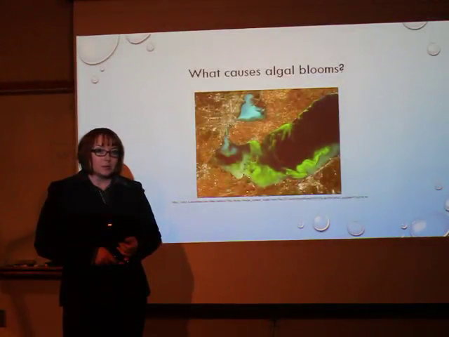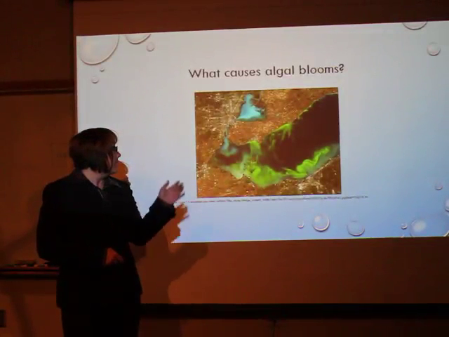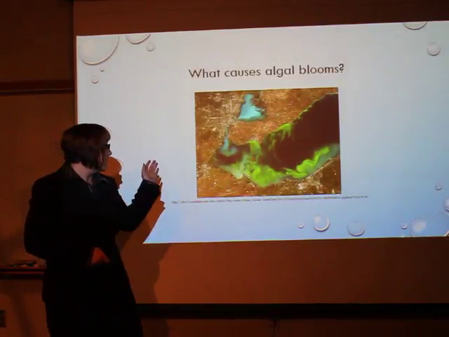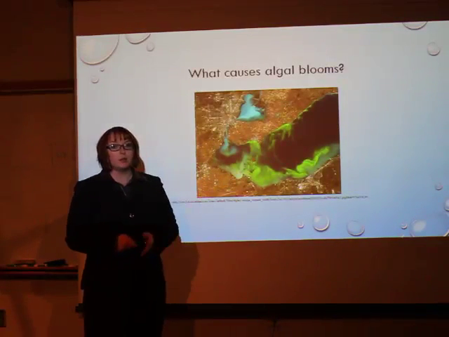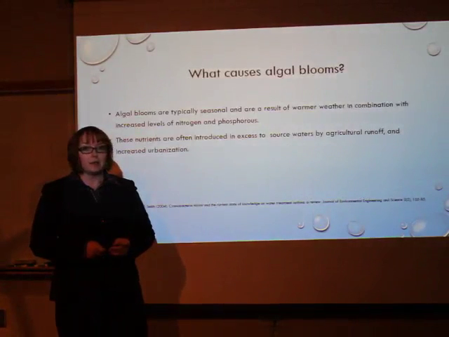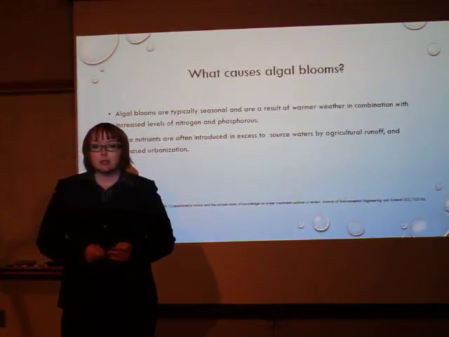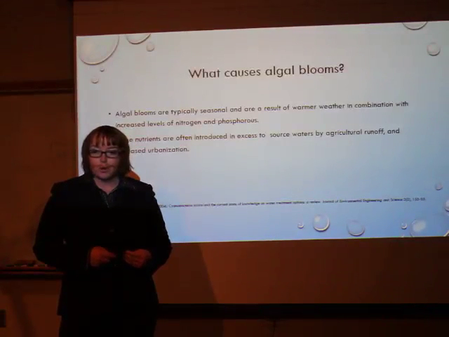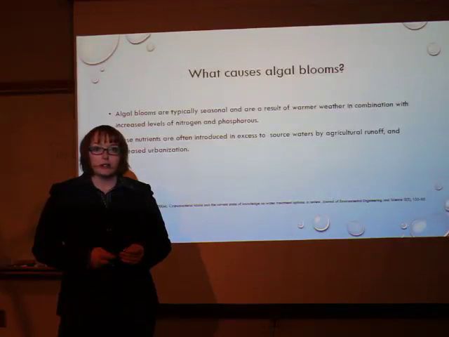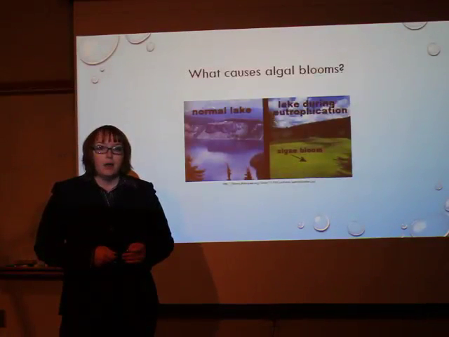What causes algal blooms? Well, as you can see, here is an overview of a lake, and cyanobacterial blooms tend to occur towards coastal areas where the water is slightly more warm and where there's a lot less turbidity. Algal blooms are typically seasonal, and they're the result of warmer climates in combination with increased levels of nitrogen and phosphorus, which can be introduced by agricultural runoff as well as increased urbanization.